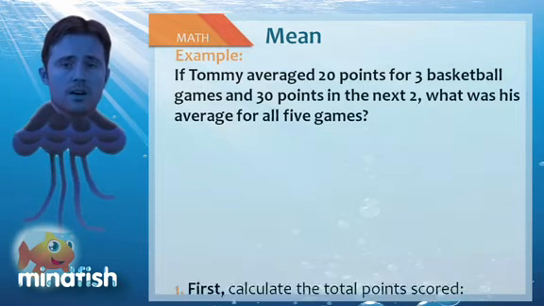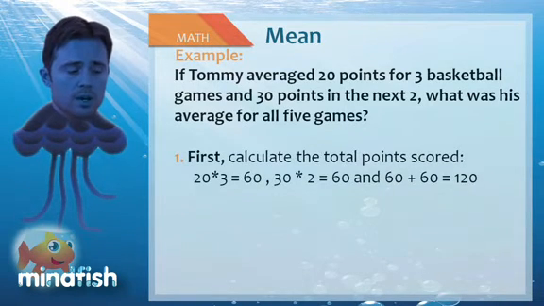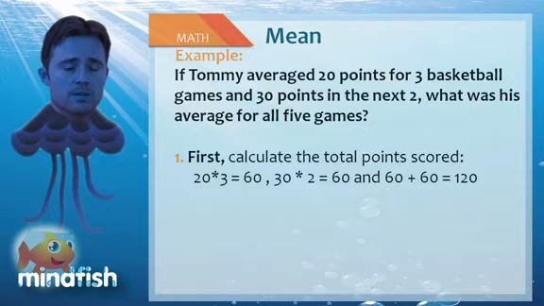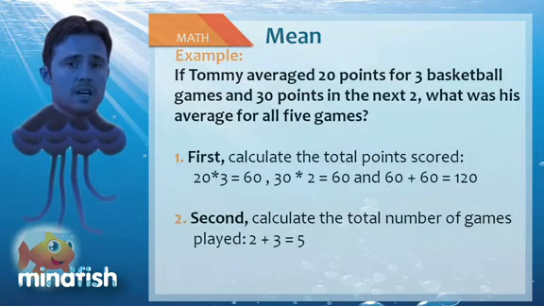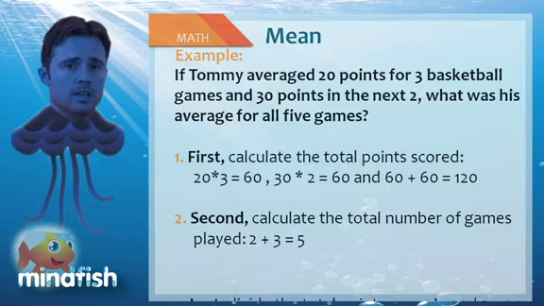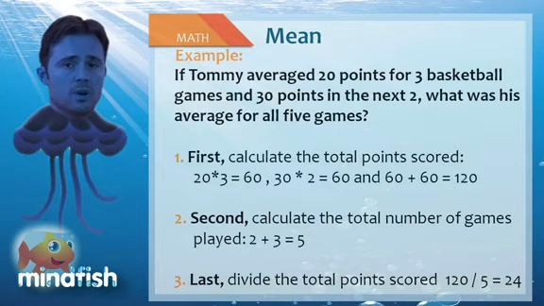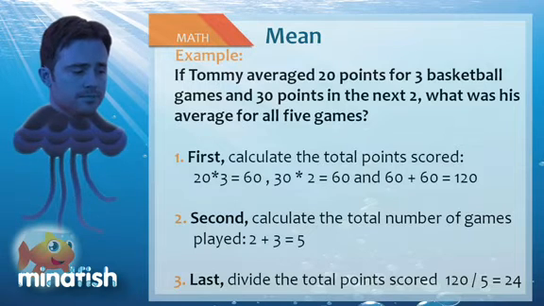What we do is figure out how many points he scored in total. So 20 times 3 yields 60 points for the first 3 games. 30 times 2 yields 60 points for the next 2 games. That's a total of 120 points. Now that we have the total, we need to divide by the number. The number is how many games we played, which is 5. So our average, or arithmetic mean, is 120 over 5. Okay, so really important that you remember, you never average averages.